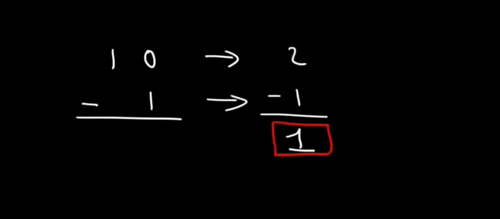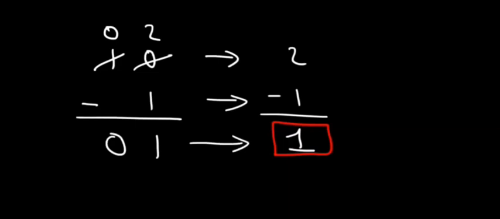Okay, now to simplify this, in the first column, 0 minus 1 cannot be done. So borrow 1 from the next one. What is left there is 0, and 2 minus 1 is equal to 1, and then you have 0 left, and that's equivalent to 1. It's the same thing. Now let's see another example.